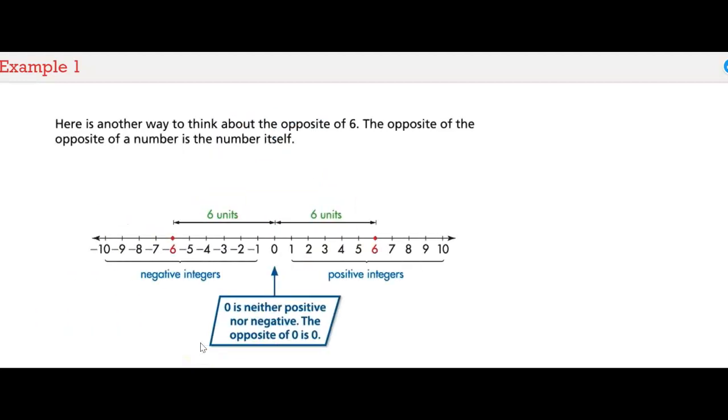Here is another way to think about the opposite of 6. The opposite of the opposite of a number is the number itself. For example, the opposite of the number 6 is negative 6, and the opposite of negative 6 is 6. You can write this as negative negative 6 equals 6.